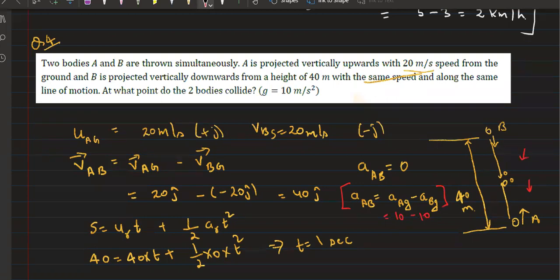Okay, everyone. So this is your time. The question asked is, at what point do they collide? What is the distance covered? So you have to find this distance, right?